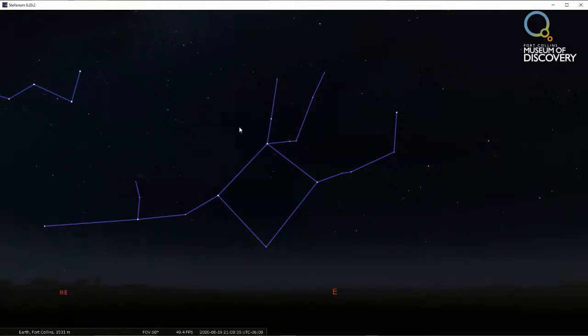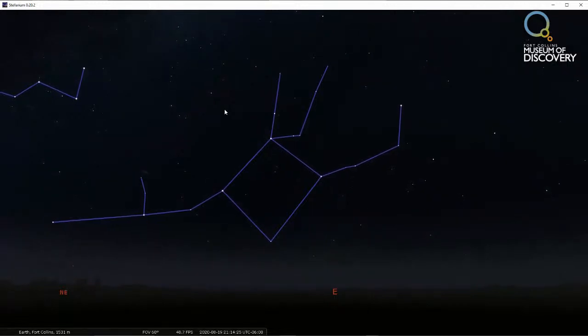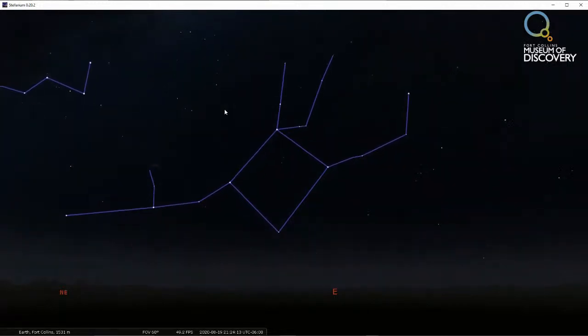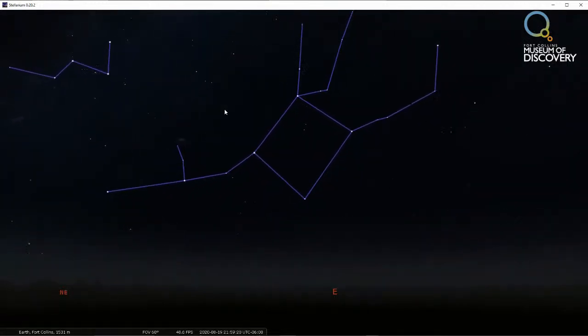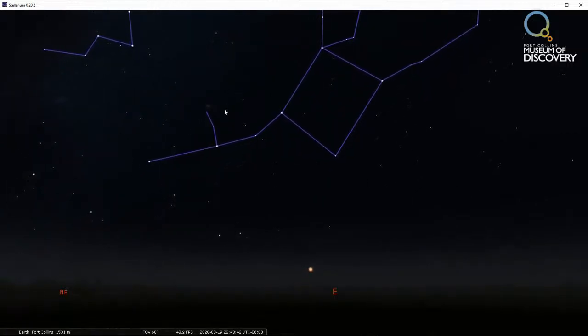All right, so let's move time forward now. Oops, let's leave those on. Let's move time forward a little bit more so that we can see another planet much closer to home, rising over the eastern horizon, right below the Great Square. And we're gonna have to go till about 10:30. Let's go to about 10:45 here.